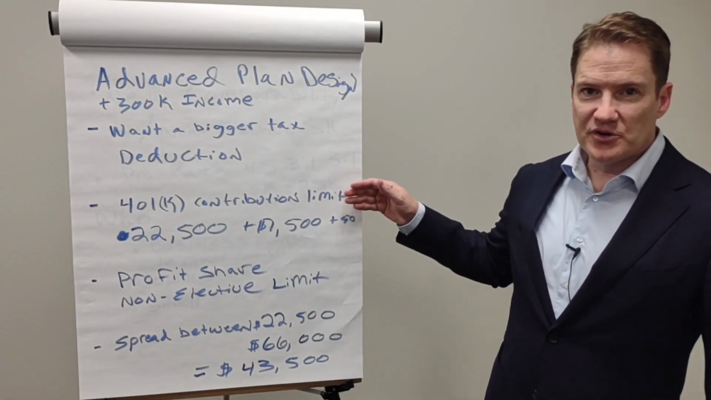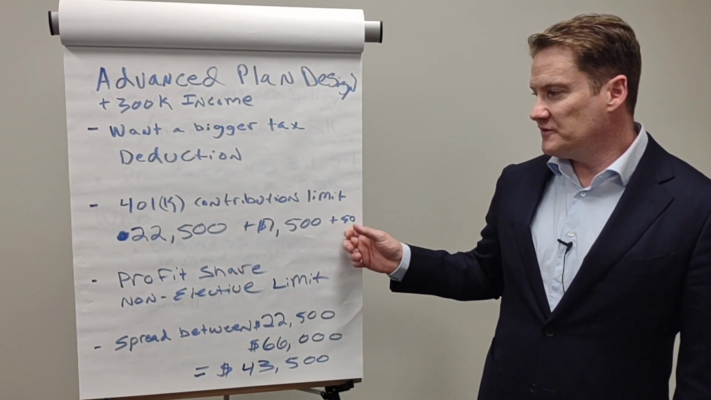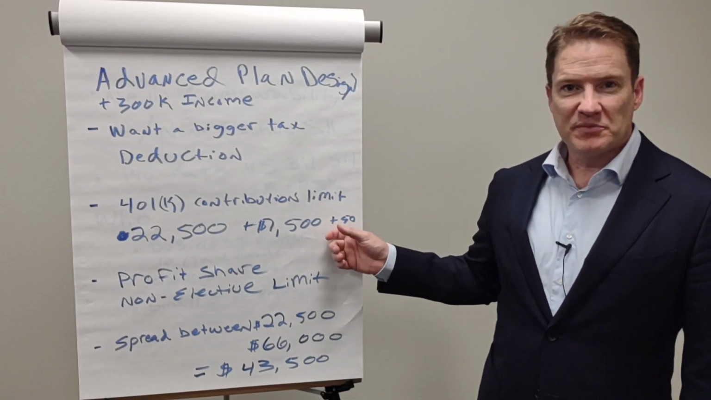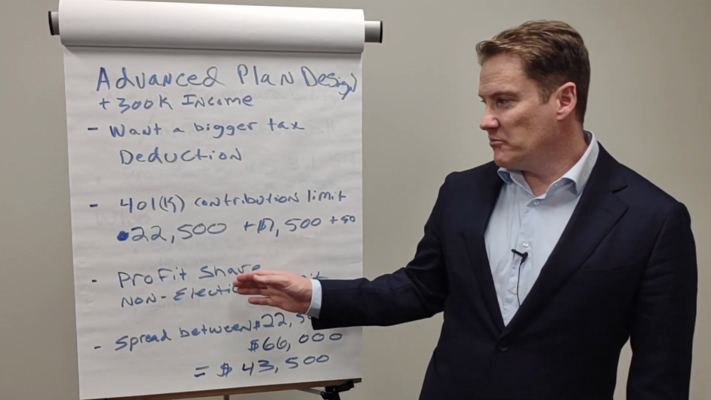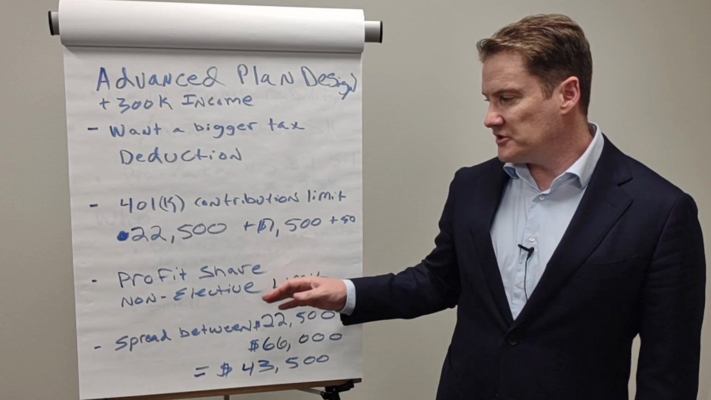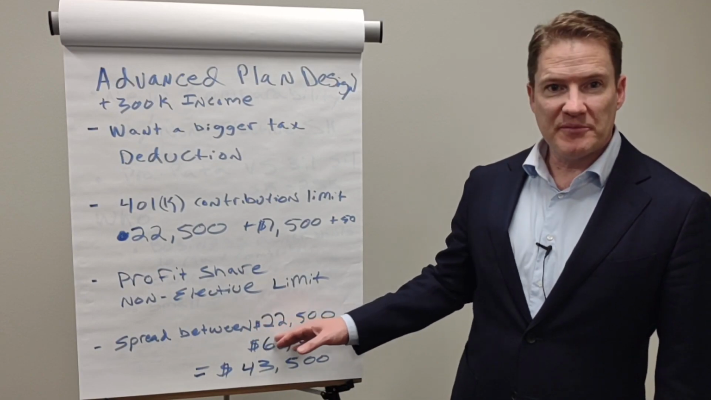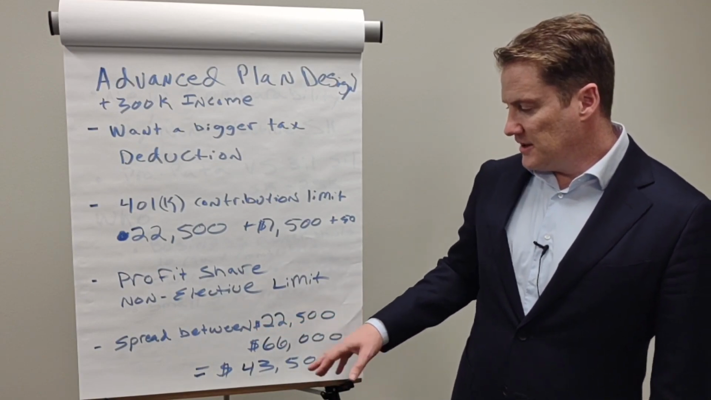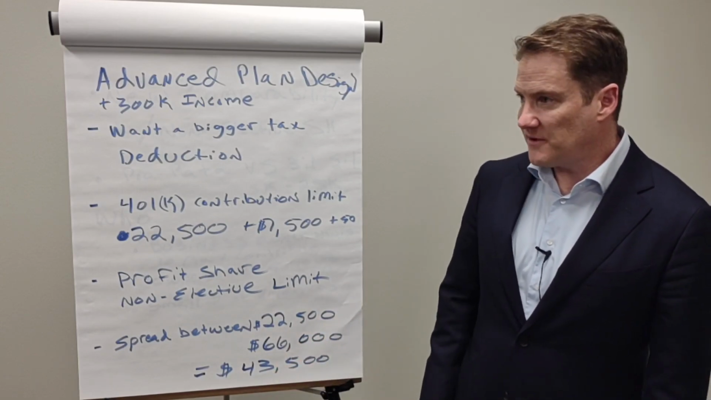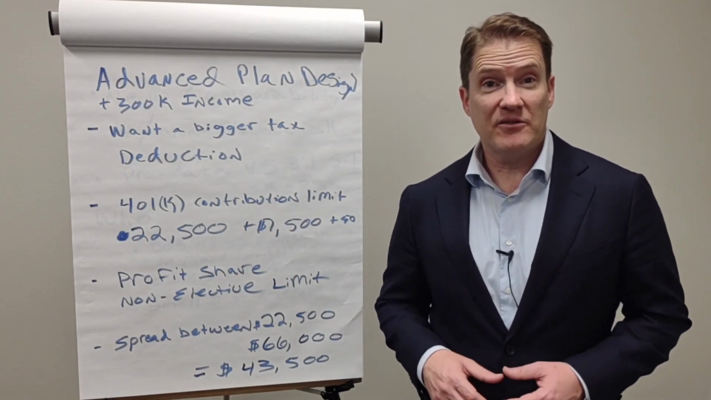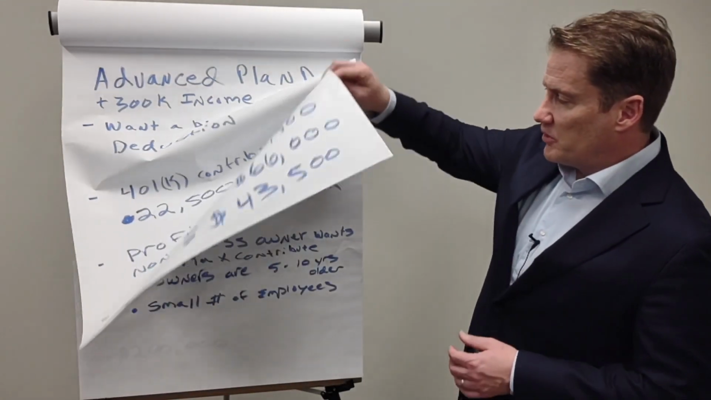The 401k contribution limit is $22,500 plus $7,500 if you're over 50, so that's $30,000. And you can split this up between Roth and pre-tax. The next component of a 401k profit sharing plan is the non-elective limit, or the profit sharing limit. That's the spread between this $22,500 and the defined contribution limit of $66,000. That spread is $43,500. So now we're going to talk about how you can efficiently put in this $43,500 number.